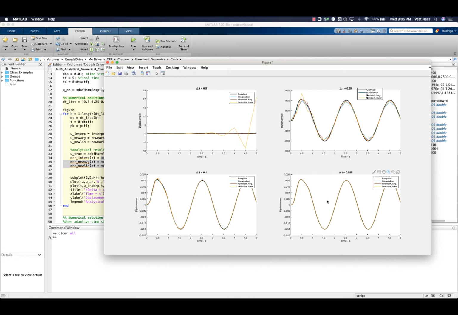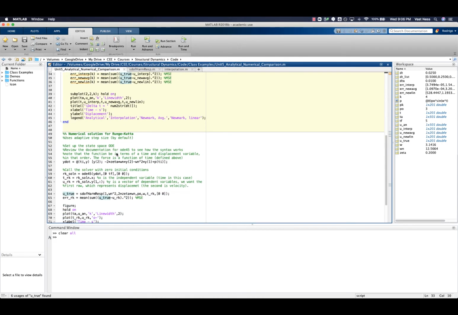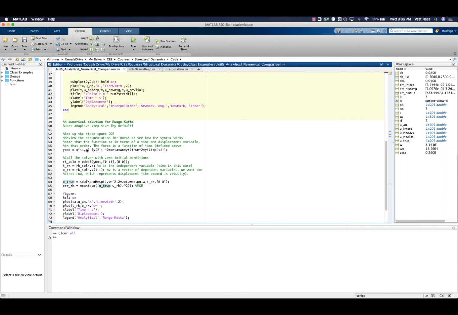If you don't have an analytical solution, which was probably most of the time, what you would need to do is do some sort of convergence analysis. So decrease the time interval until you see very little changes in your obtained response. Now let's move forward. Notice I didn't run the Runge-Kutta method yet. I will do this here.